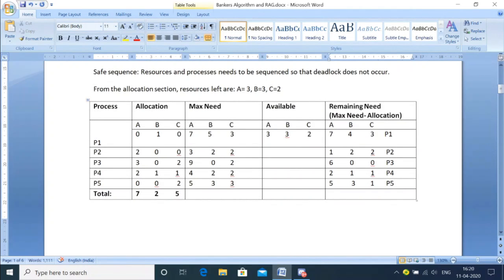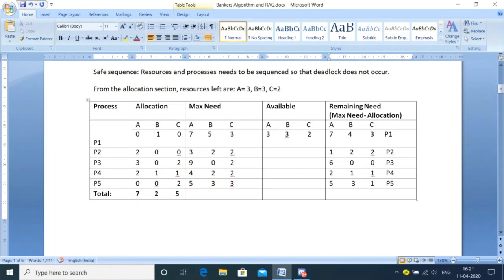Okay, so for example, 3 minus 2 is how much? 1. Then 2 minus 0 is how much? 2. Then 2 minus 0 is 2. Okay, then for the third one also, 9 minus 3 is 6. Then 0 minus 0 is 0. And then 2 minus 2 is also 0. Then the fourth one, 4 minus 2 is 2. 2 minus 1 is 1. 2 minus 1 is also 1.